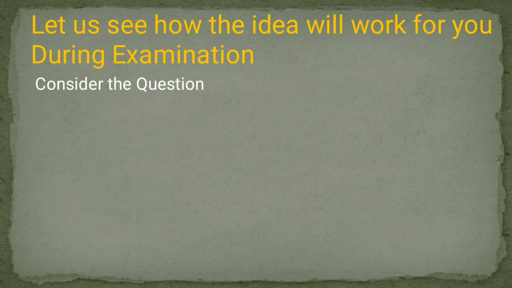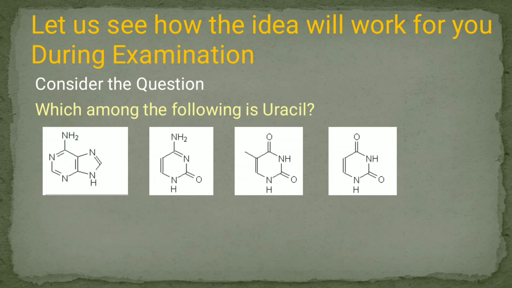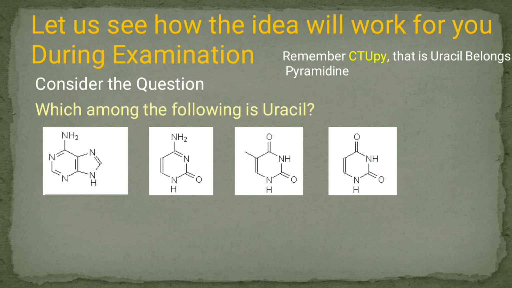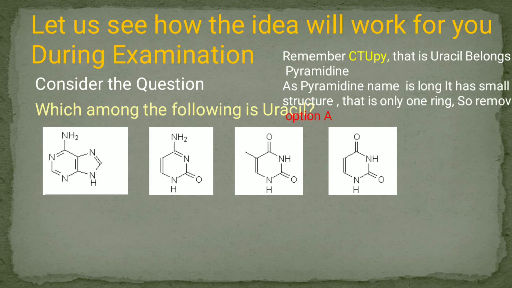For that purpose, consider the question, which among the following is uracil? So these are the four options. Now let us see how we will be going to the answer. First you have to remember that uracil is there in the keyword CUP. Adenine and guanine is there in the keyword APUG. So uracil belongs to pyrimidine.